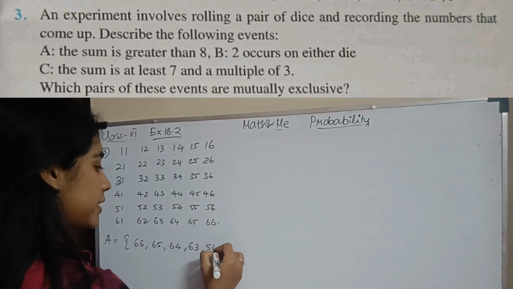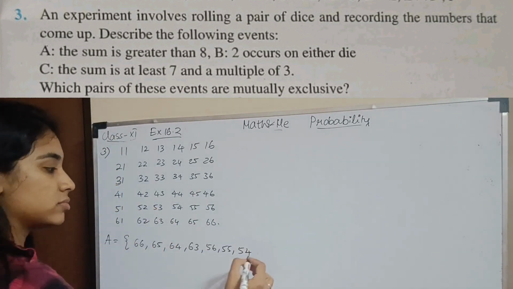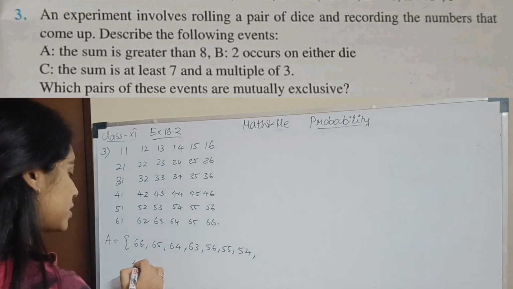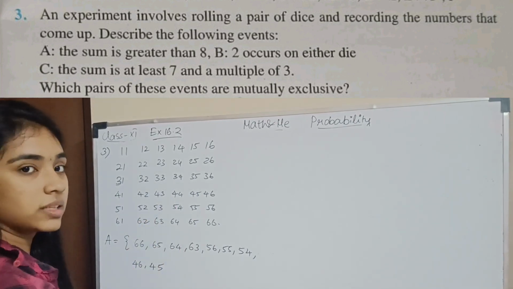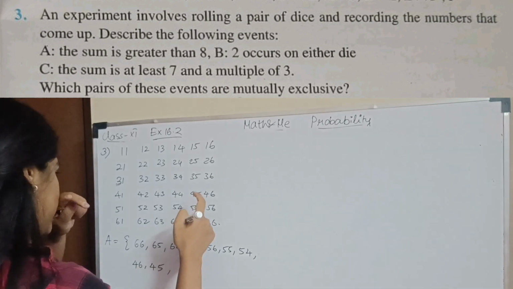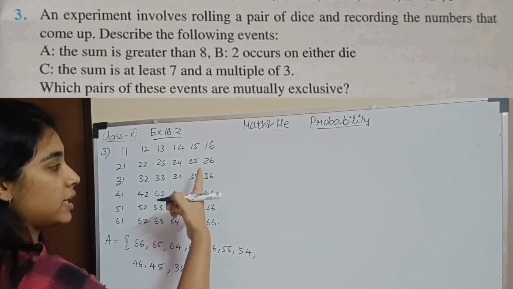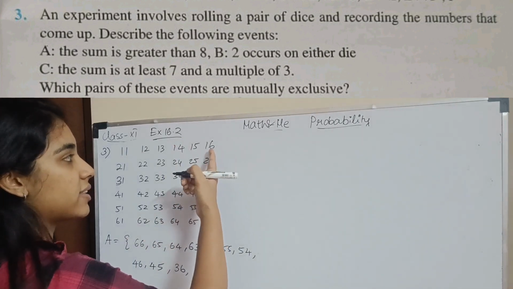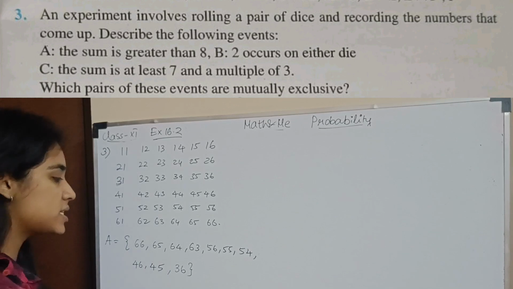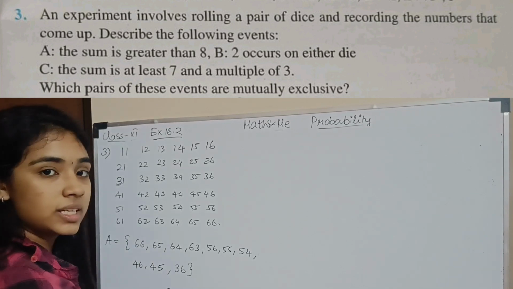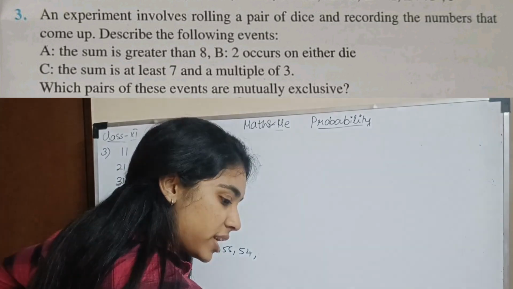So I have 5, 6, 5, 5, 5, 4; 5, 3 will not come. Okay? Next, I have 4, 6, 4, 5; 4, 4 will not come because 4 plus 4 is 8. Then I have 3, 6. I won't be taking 3, 5. Then what do I have? 2, 6. I cannot take that. 1, 6. So this is my sample space for the sum greater than 8. Okay, so this is subsection A.